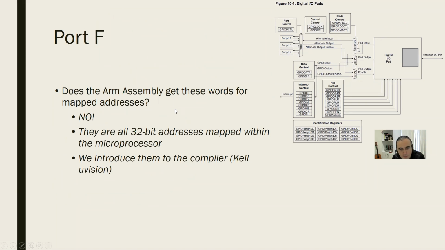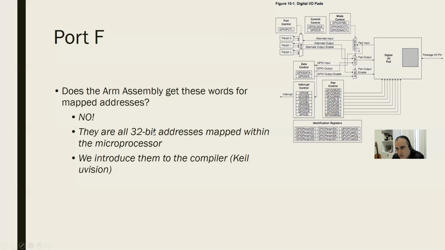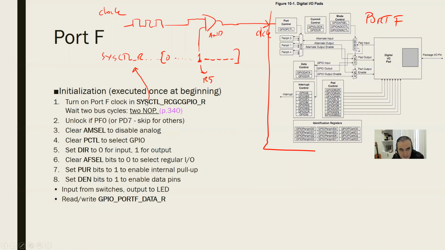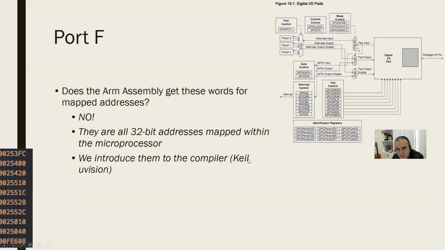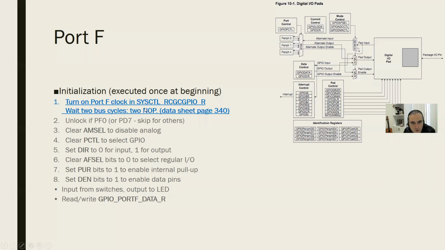So remember, how do I reach here? Does the assembly language understand this word? Actually, no. We will have to make it understand. They're all some 32-bit addresses. And we know each address because it was written in the data sheet. And we can introduce these names to the compiler in the code using EQ. So as you can see in line 35, I've done this. EQ. And remember that was the value. Good.